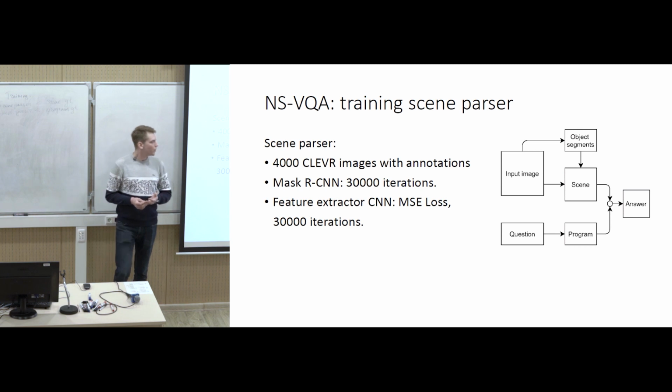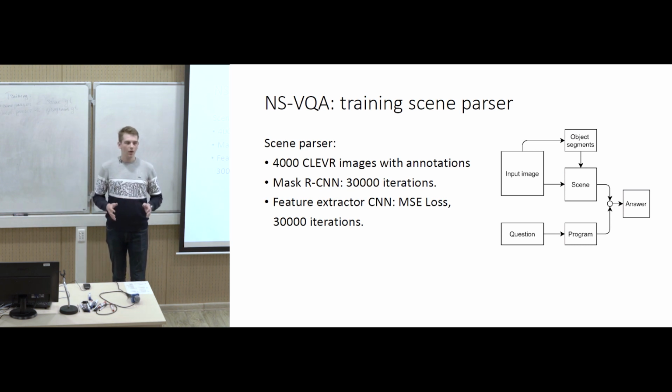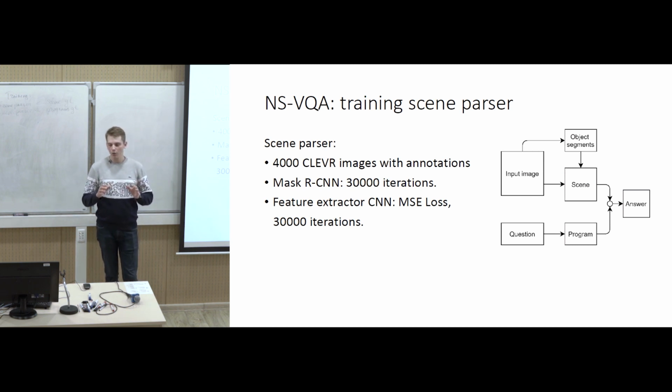So we pre-train Mask R-CNN for 30,000 iterations on the segmentation masks along with the categorical values. After that, we use the pre-trained Mask R-CNN, and we train the feature extraction CNN with a mean squared error loss, because we have ground truth values of the X, Y, and Z coordinates in the image.